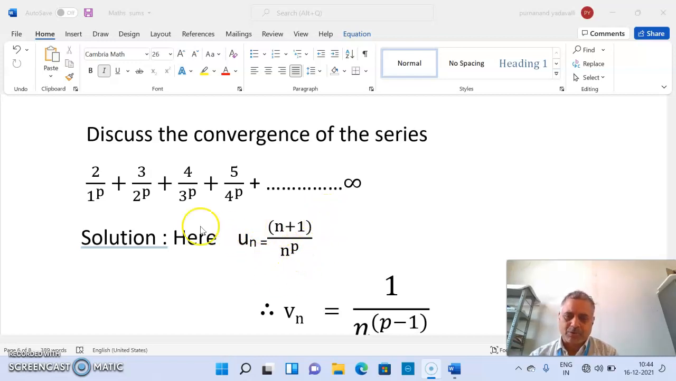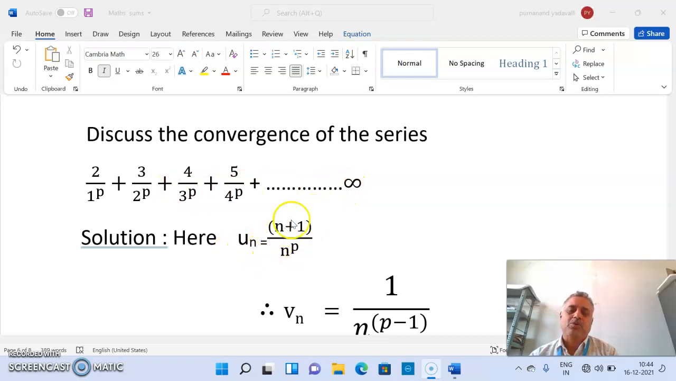Let n equal to 1, we get the first term: 1 plus 1 by 1 power p. 1 plus 1 is 2, so 2 by 1 power p. Let n equal to 2: 2 plus 1 by 2 power p. 2 plus 1 is 3, so 3 by 2 power p. N equal to 3: 3 plus 1 by 3 power p. 3 plus 1 is 4, so 4 by 3 power p. And so on.